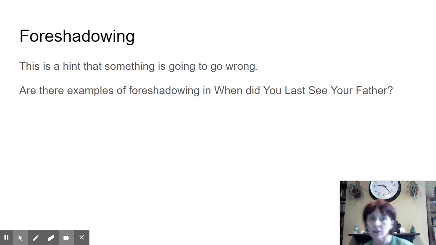I'm going to focus on another structural feature now, which is known as foreshadowing. Not all writers will use foreshadowing, but it is a technique that's used a lot. And as I said, it's a hint that something's going to go wrong. Are there examples of foreshadowing in When Did You Last See Your Father? Well, there are, and I've just pointed them out earlier, so I've ruined my own question.